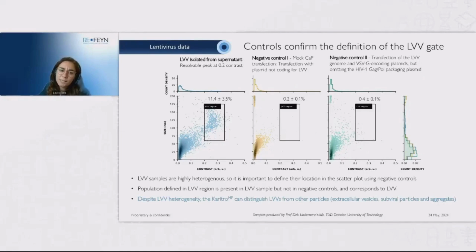So what you can see from these three graphs is the presence of about 11% of particles in the lenti region, but no particles for the two negative controls. So in here, what we can assess is that even though these samples are really heterogeneous, the KaritroMP has the power to distinguish lentivirus from the other particles.